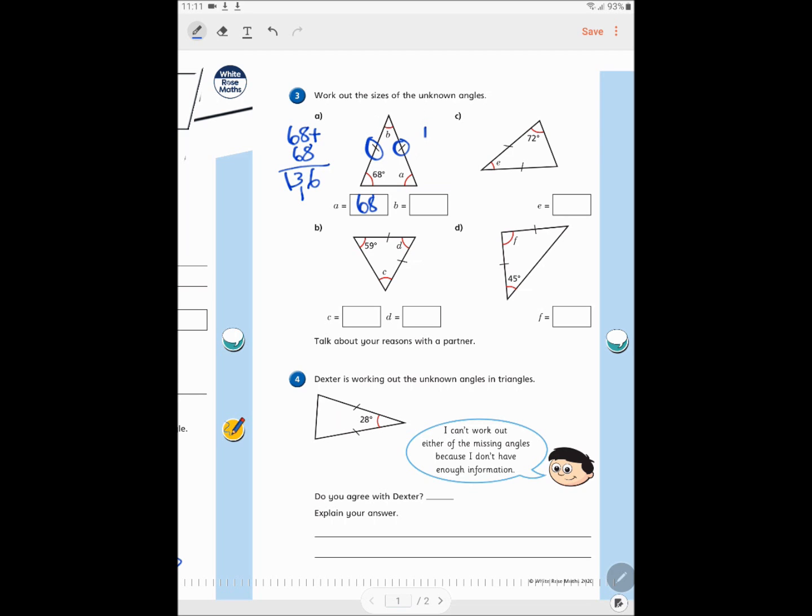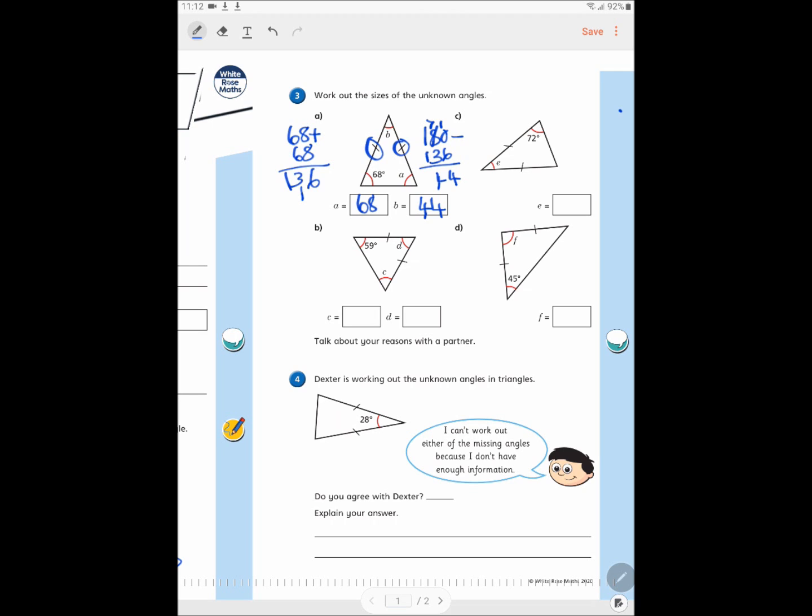The total inside is 180 minus 136, which is going to give me what B is. 0 take away 6 I can't do, so I'm going to exchange. 10 take away 6 gives me 4. 7 take away 3 gives me 4. 1 take away 1 gives me nothing. So I'm left with 44 degrees. So it's using this key information to help me. What are the equal sides? Where will the equal angles be? And then how do I use that to help me solve the rest of my problems? I'm not going to go through all of these, but it's the same principle for all questions, okay?